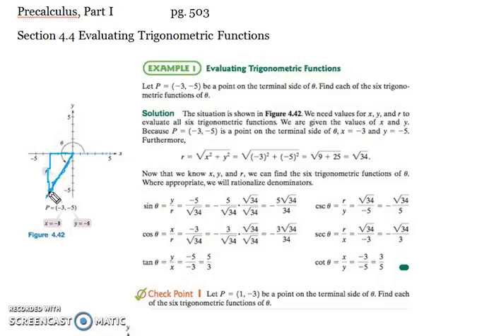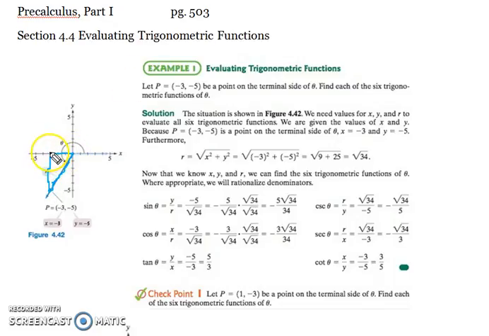Okay, so there's our triangle. This is your r. R is always the hypotenuse, the radius of the circle. Now keep in mind this is not on the unit circle because r is not going to be 1. The definition of the unit circle is that r equals 1, so be careful with that.